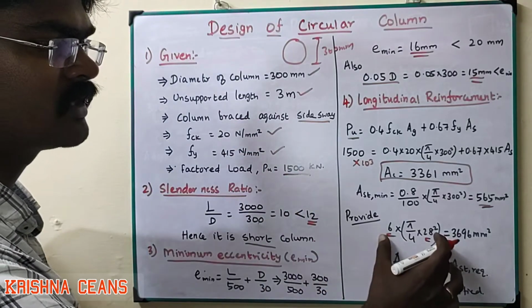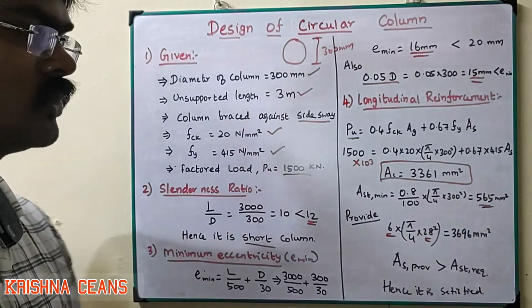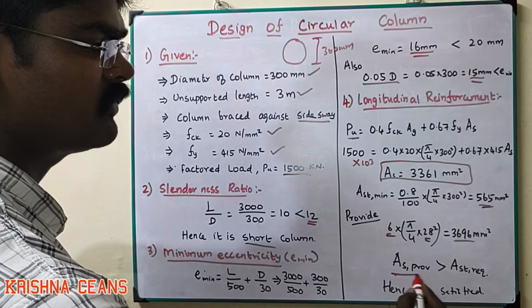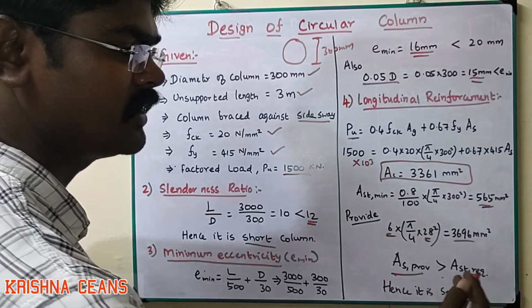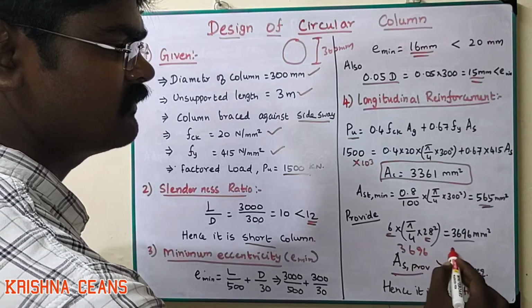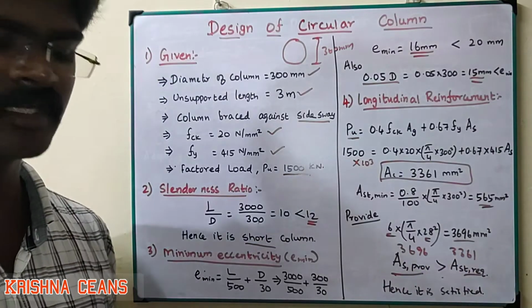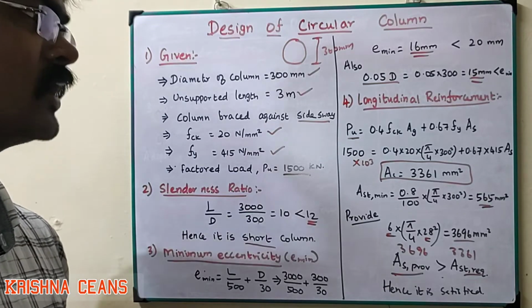So finally we check the minimum Ast required value. The Ast provided is greater than the Ast required, hence it is satisfied. Ast provided is 3696 whereas Ast required is 3361. So we provided more than the Ast required, hence it is satisfied.